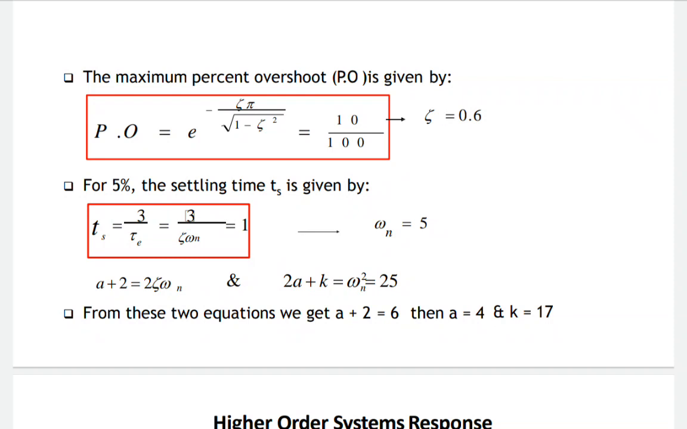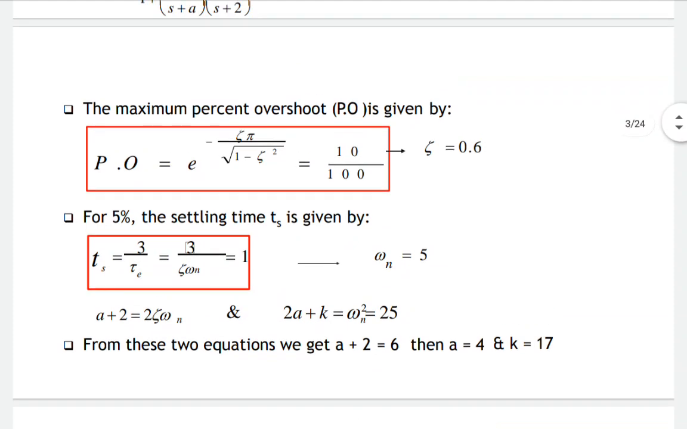Now, the xi value is already provided, omega n is provided, and then the two linear equations are available. So the first linear equation gives a plus 2 is equal to 6, so a is equal to 4, and subsequently, after evaluation of a, we can write k is equal to 70.